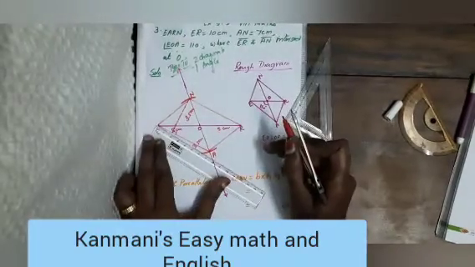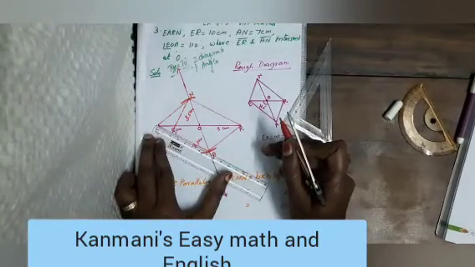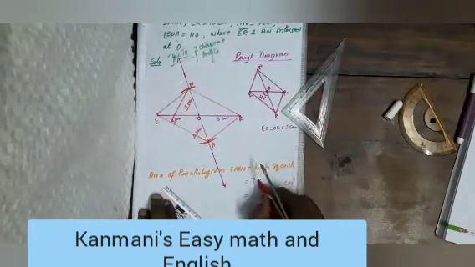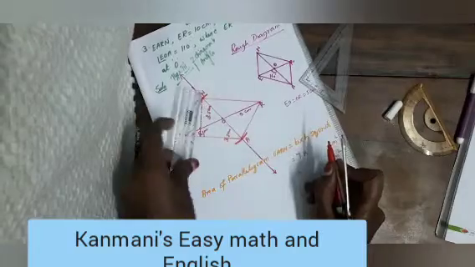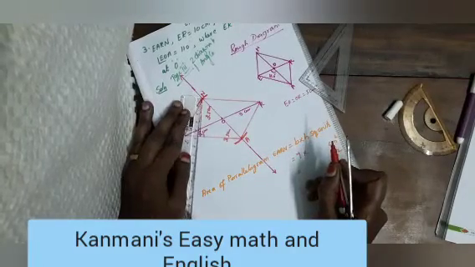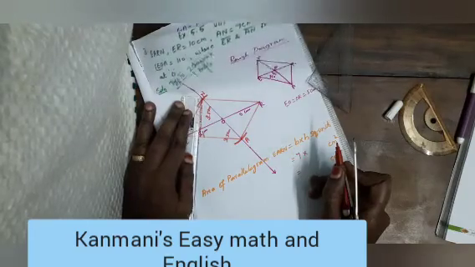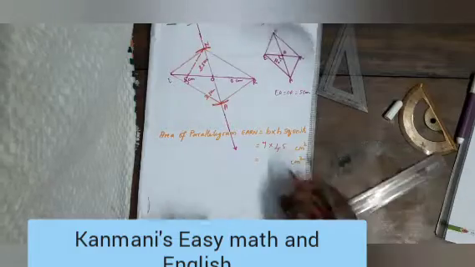Now we will measure the base EA. It is 7. So the base is 7. And the height, let us measure and see the height. It is 4.5. Let us multiply.